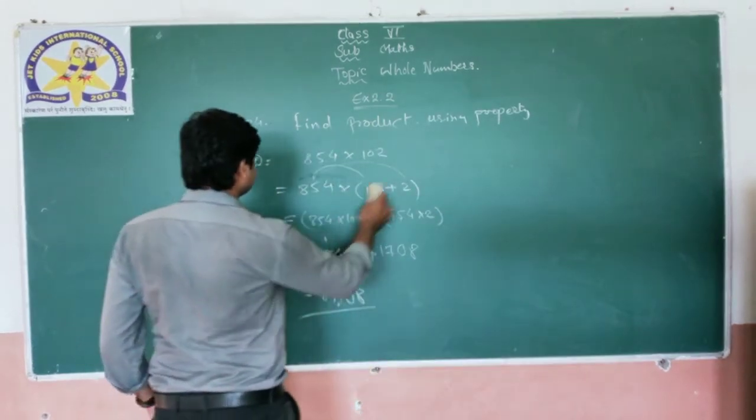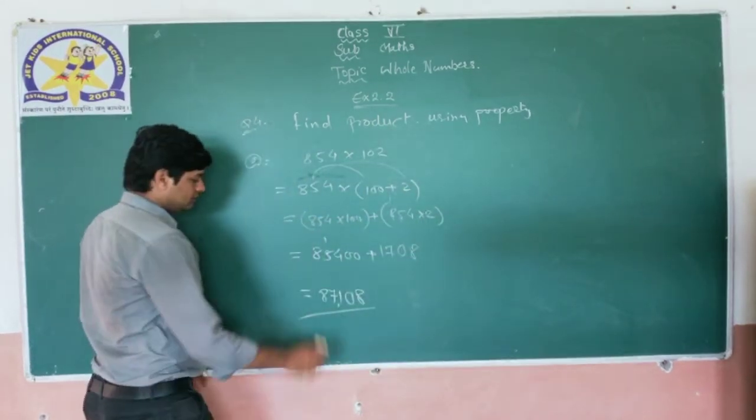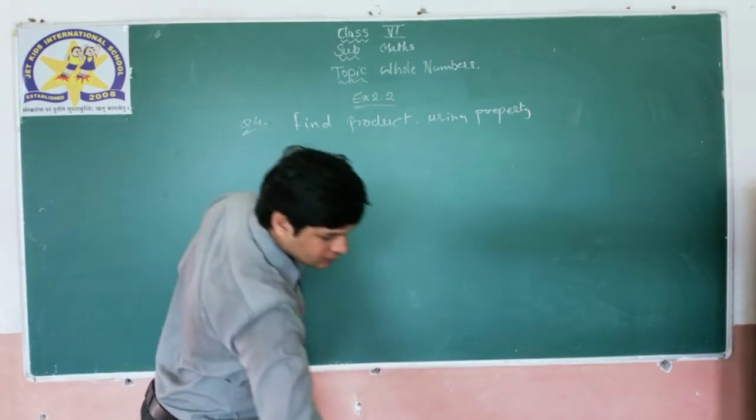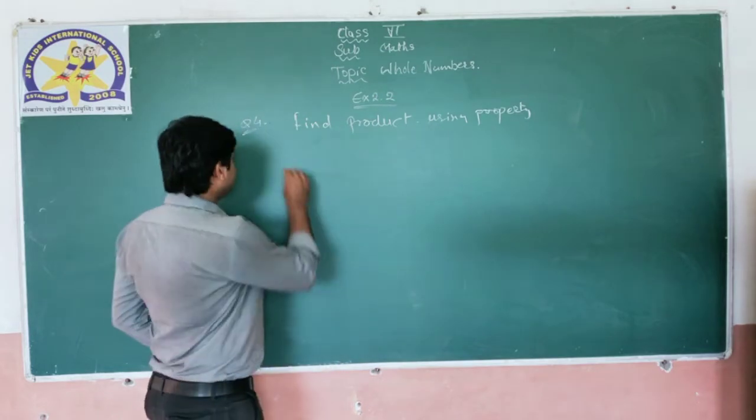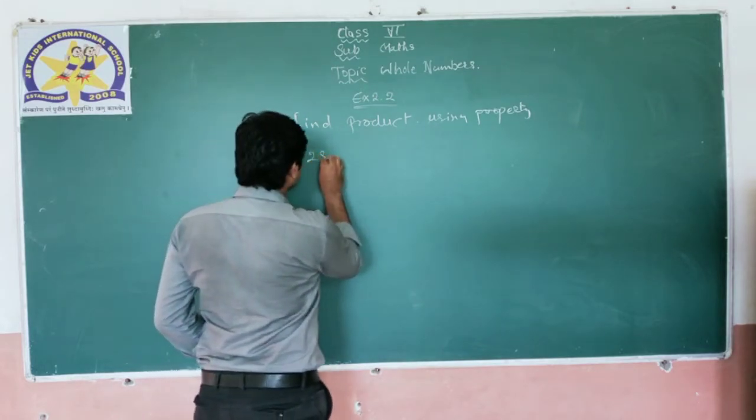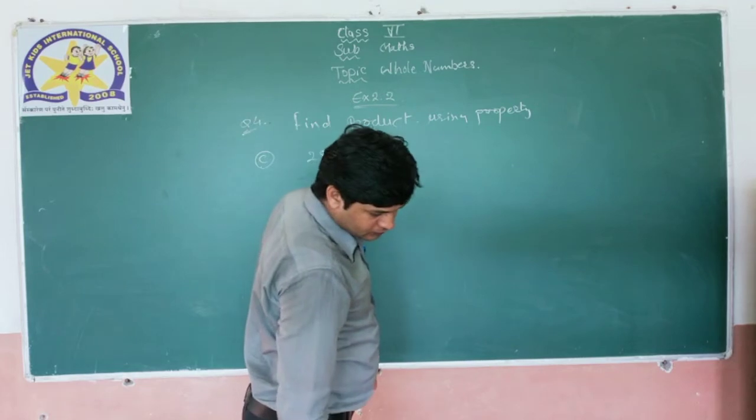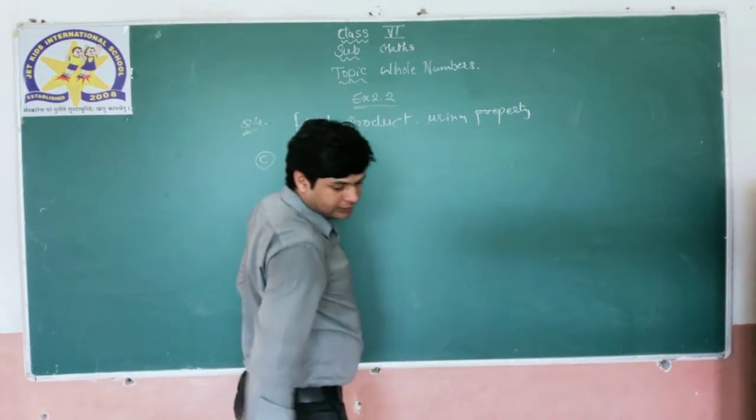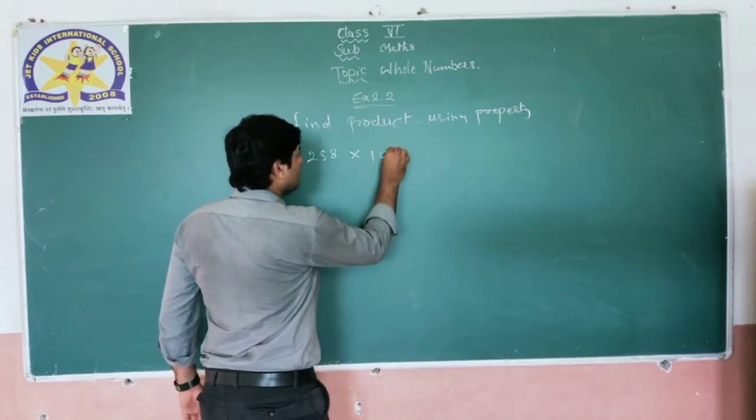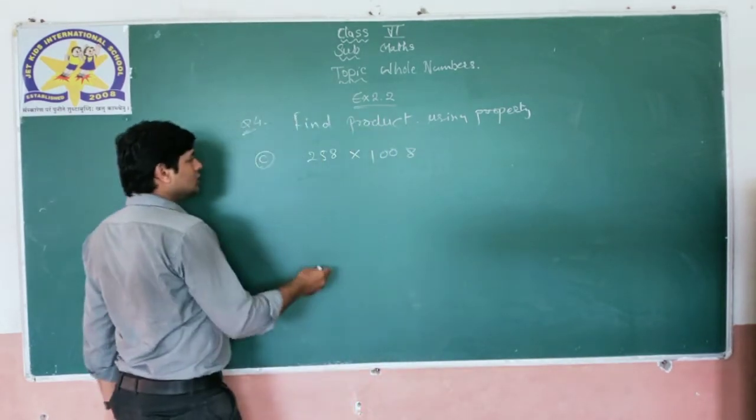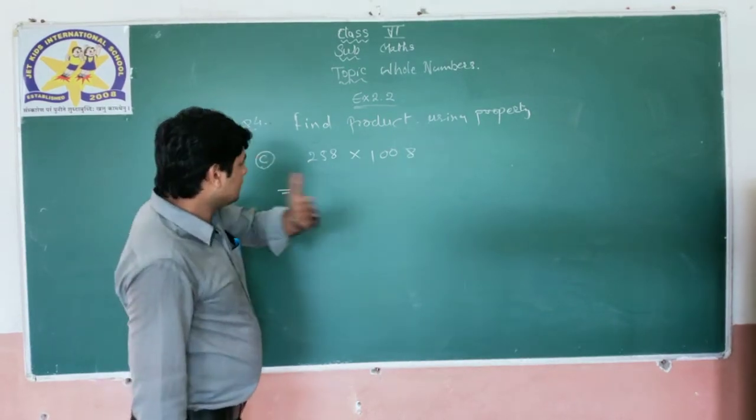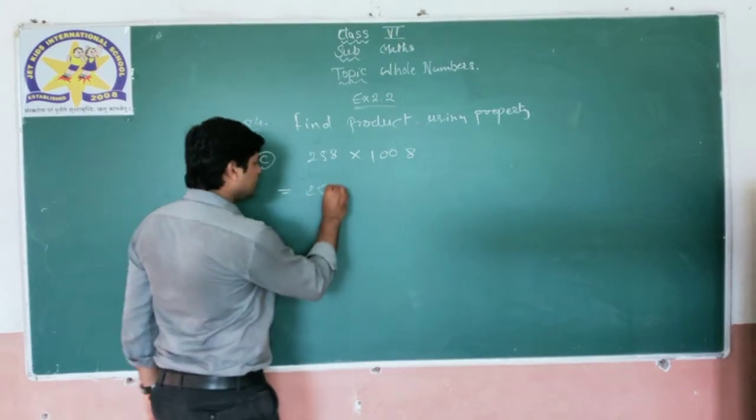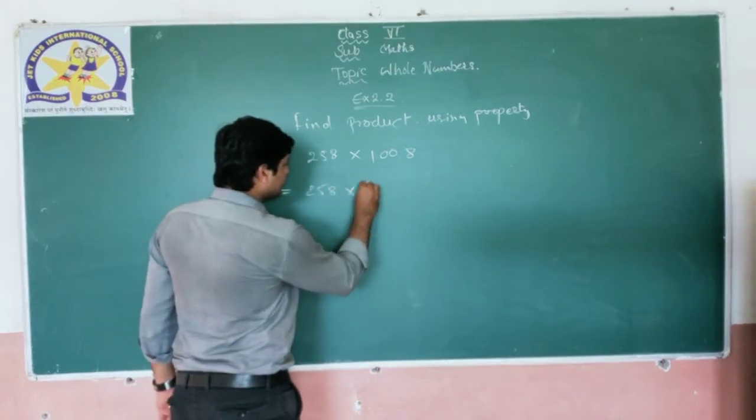Next thing, 258. Hope this is clear. Pause the video and try to solve it. So now, 258 multiplied by 1000 and 8. Clear? Which one will we break? We will break it, right? So just pause the video and solve this, and make it direct.